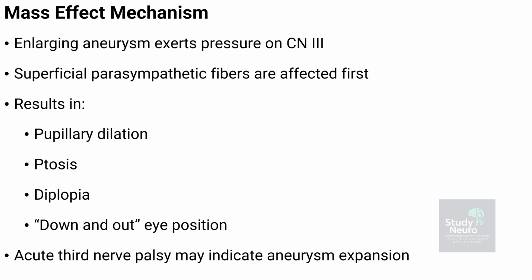Mass effect from a posterior communicating artery aneurysm occurs when the expanding sac presses directly on the oculomotor nerve. This compression disrupts nerve function in a predictable sequence because the outer fibers are affected first. The superficial parasympathetic fibers are the most vulnerable. When they are compressed early, the pupil loses constriction control, leading to dilation.